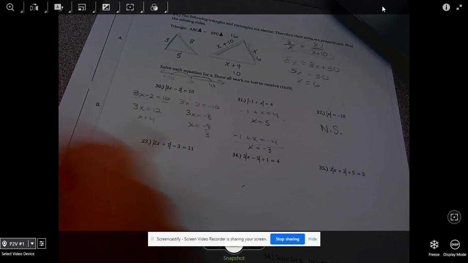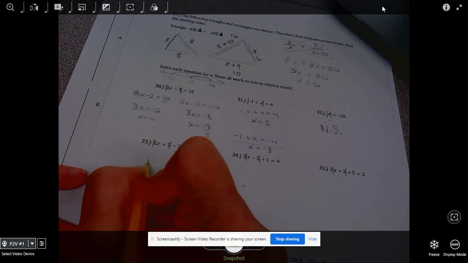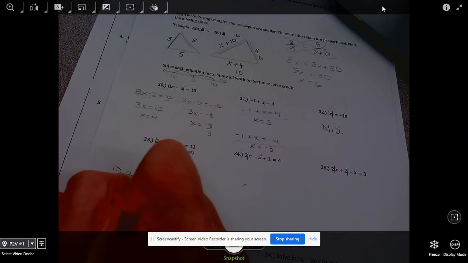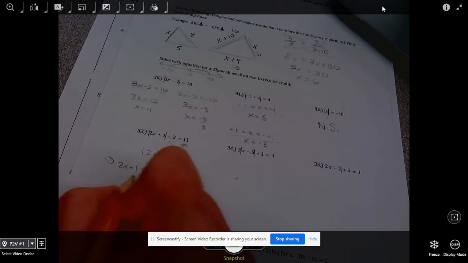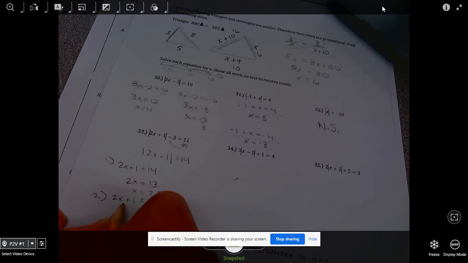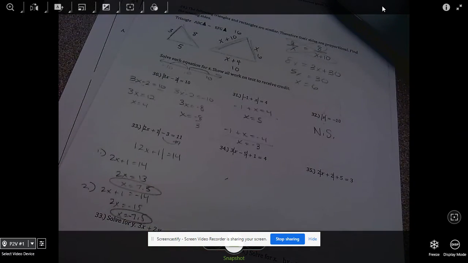Here, your distance is 11, but not really, because this negative 3 needs to be moved. So now my distance is going to be 14. If your distance is 14, then you could have been 14 or negative 14. Subtract 1 from both sides. Divide by 2. Subtract 1 from both sides. 7.5. Negative 6.5, I'm sorry.